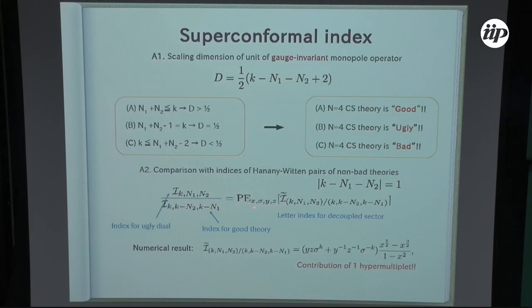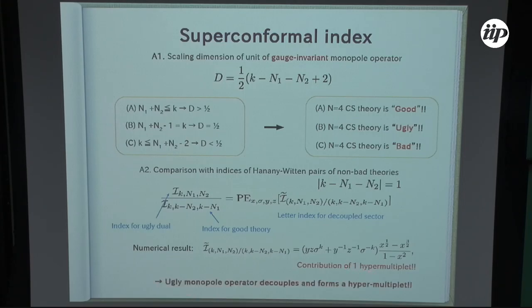Then we observe that there's some mismatch up to this factor, and this ratio of the indices actually can be computed by numerics, and the result is given like this, up to some order of x to the 15th or something. And we obtain like this. So this is completely the same as the contribution of one hypermultiplet.